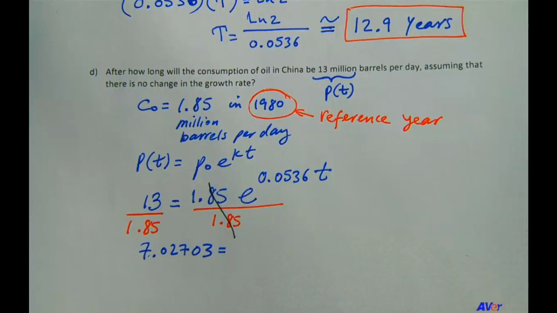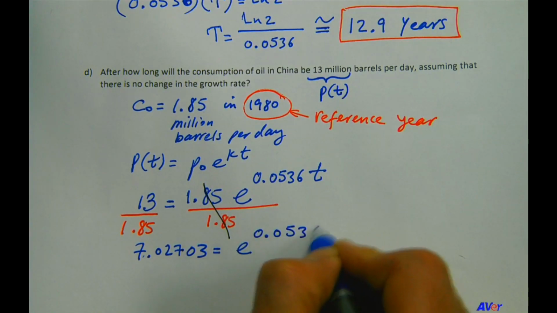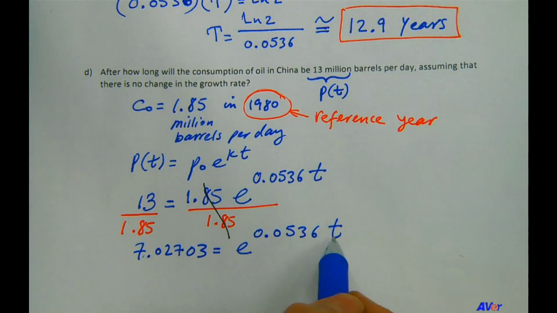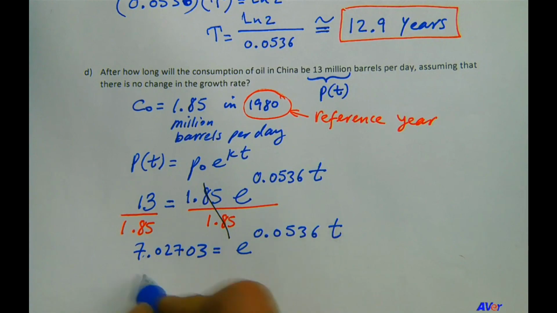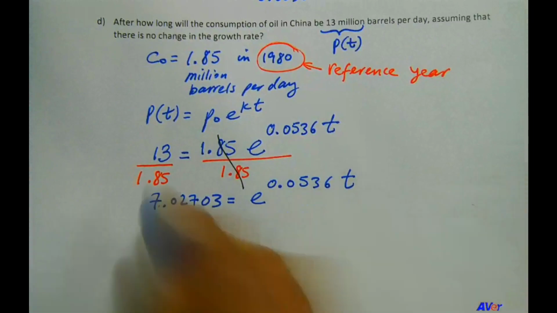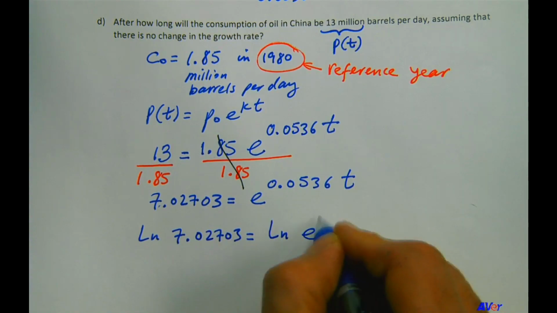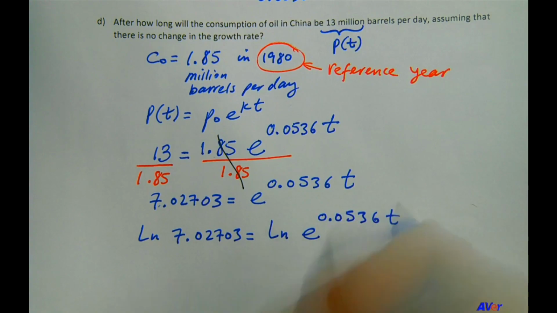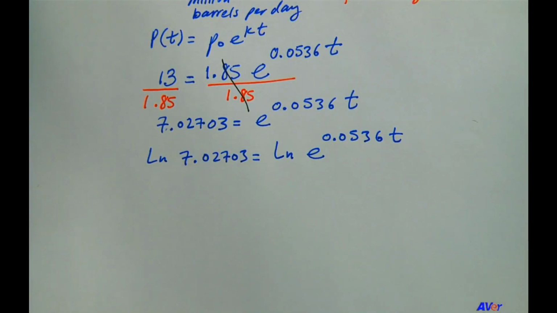So now we have E to the 0.0536 T, right? Okay, T, we need to isolate it, but it's part of the exponent, and the base is E. Do you know the technique we can use to bring the T down? The easiest technique? You can take the log of both sides, but the base is E, so it's easier if you take the natural log of both sides, right? Let's do that. So natural log of 7.02703 equals natural log of E to the 0.0536 T. Okay. Let's find out what that quantity is.